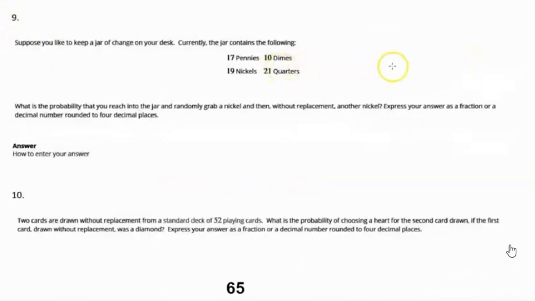Now, for number 9, let me give you a chance to work this whole thing. I'll give you a hint in that when I added up all the coins, there are 67 coins. And let's see what you can get. Okay, that you're going to pick a nickel the first time is 19 out of 67. That you're going to pick a nickel again on the second time, well, there'd be 1 fewer nickel and 1 fewer coin.